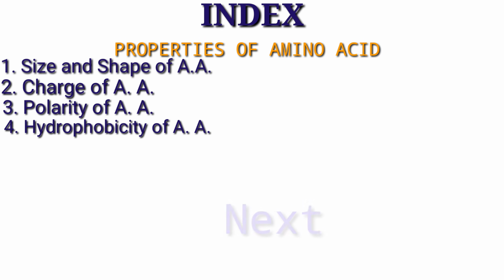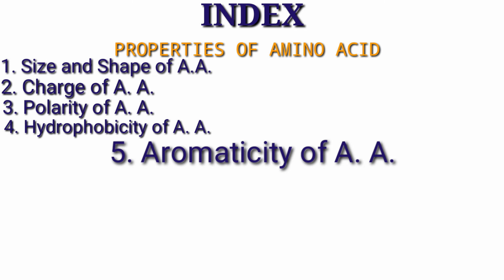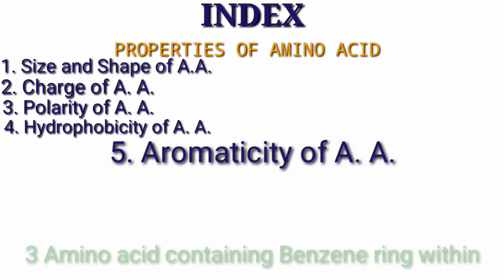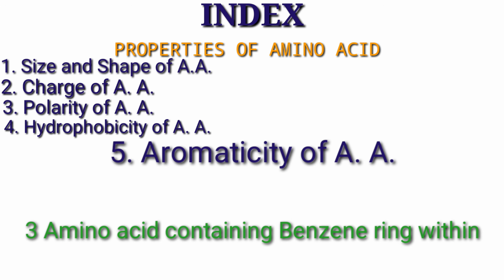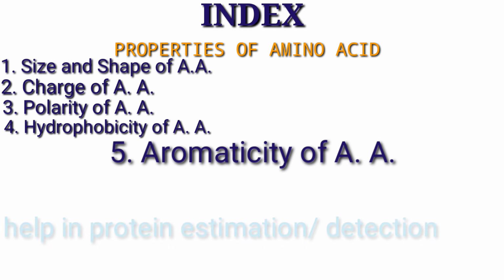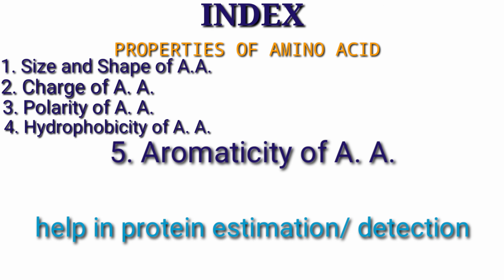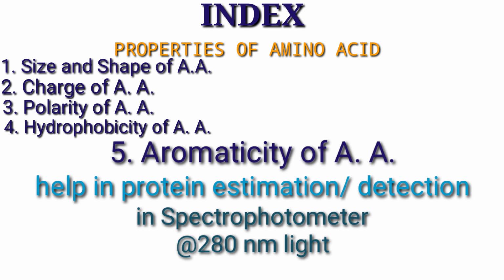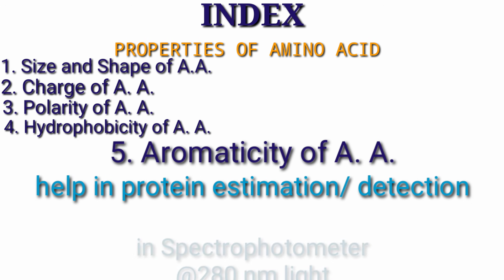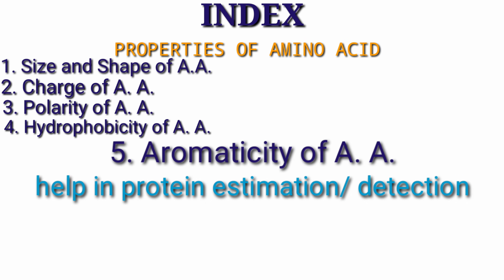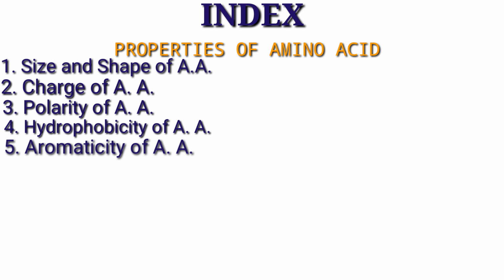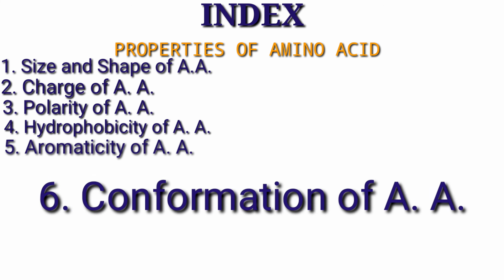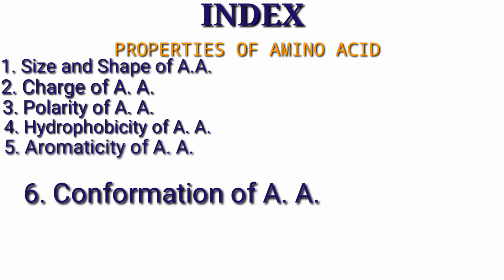The next property of amino acids is the aromaticity of a particular amino acid. Already we have seen three aromatic amino acids. These aromatic amino acids are an indication of the presence of protein in a particular solvent by using 280 nanometer light. So this property is useful for us to determine proteins in solvent. And the last important property is the conformation of any amino acid.